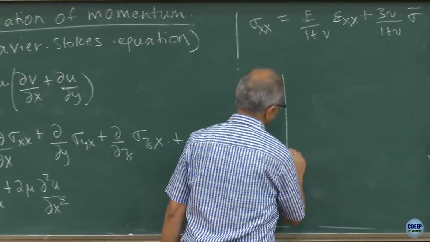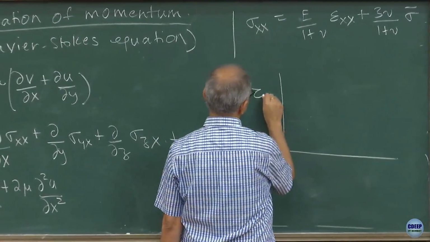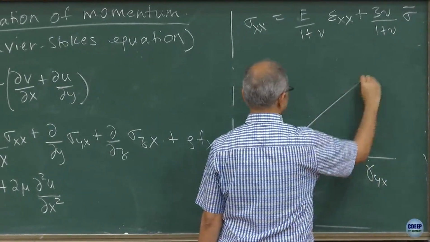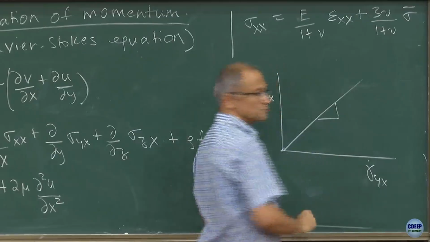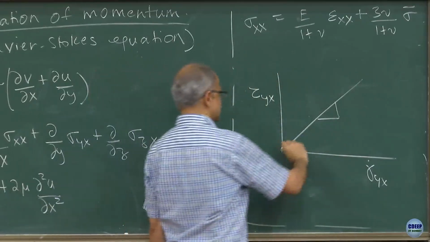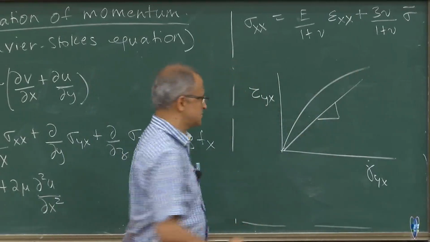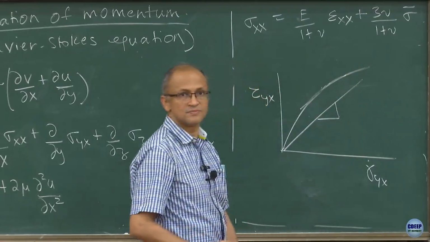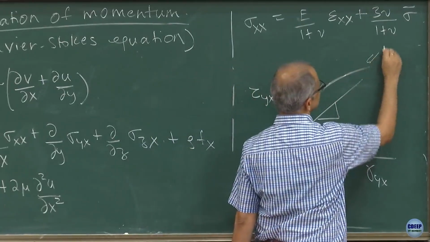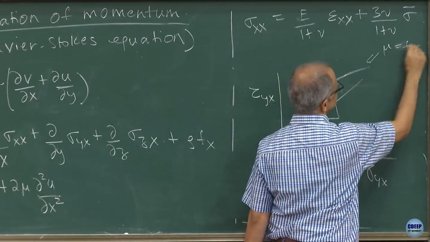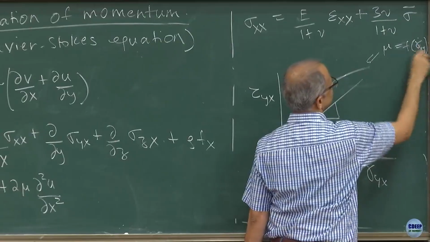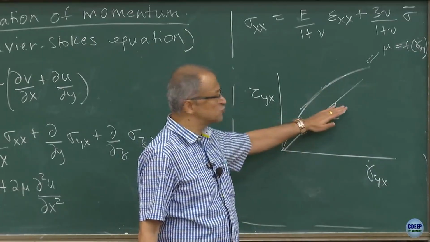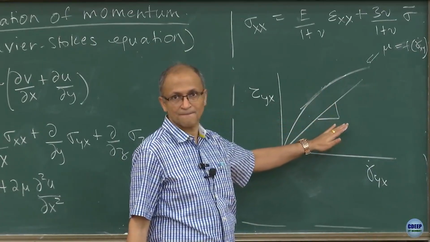So if I plot tau yx against gamma dot yx, we have now seen that they are linearly related, and this slope is your mu. Now, if I look at this curve, you can see that the slope is still mu, but now the slope is changing. So in this case, mu is some function of gamma dot xy. The slope is some function of gamma dot xy. Here for a Newtonian fluid, it's not a function of gamma dot xy.